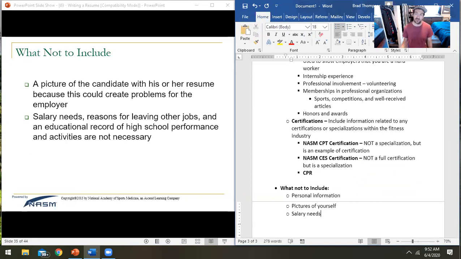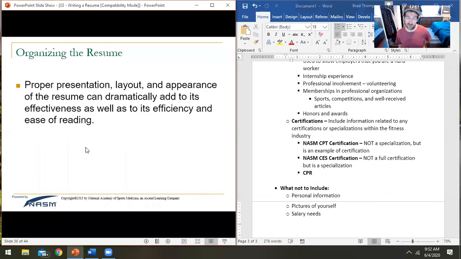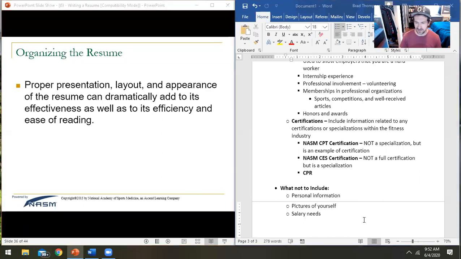Salary needs is something that you discuss during an interview, and usually not during a first interview, usually during a second interview. So do not include salary needs on your resume. And don't put salary needs or salary history. Don't put what you used to make at another place.